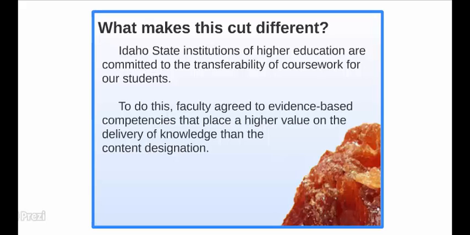We have seen a shift in higher education over the last 20 years that requires institutions to be transparent, cooperative, and evidence-based. Aligned with this shift, the Idaho State Institutions of Higher Education, through the State Board of Education, have committed to a more streamlined process of general education course transfers. In order to do this, we also agreed to evidence-based competencies. These competencies place a higher value on the delivery of knowledge than the content designation. This is a big shift and makes this generation of policy changes more than just nuancing definitions.